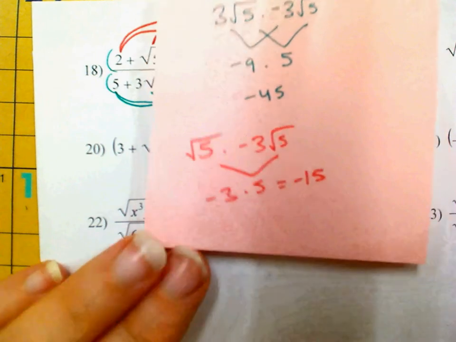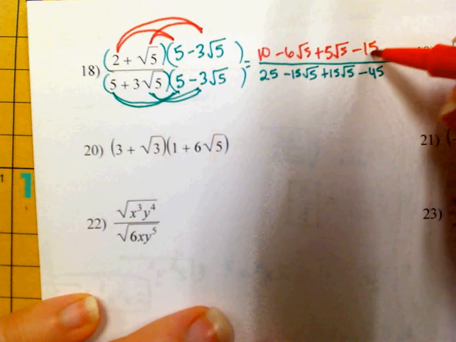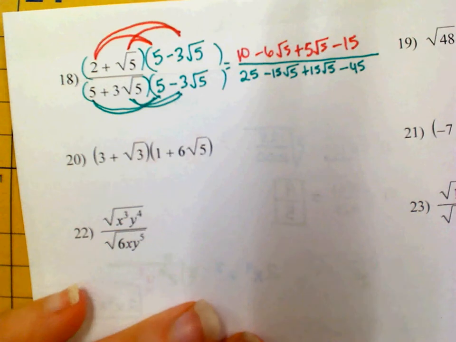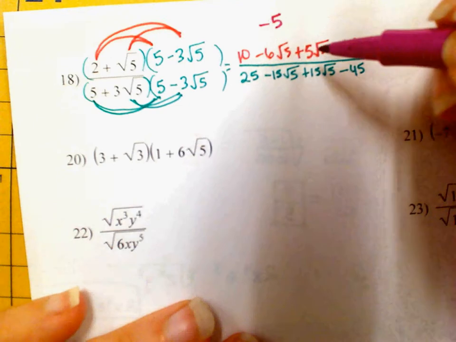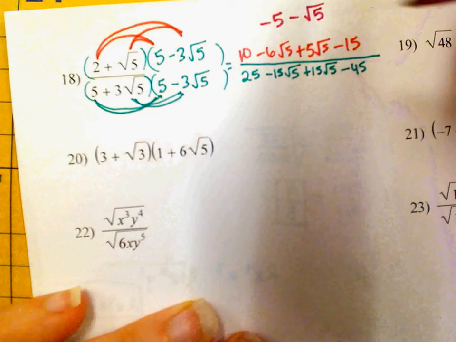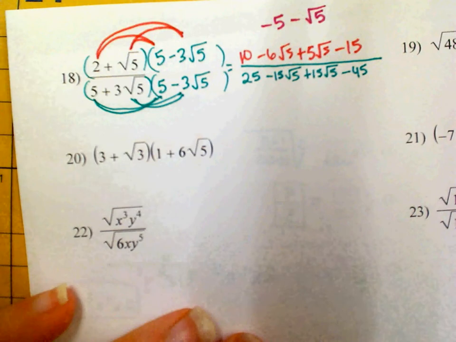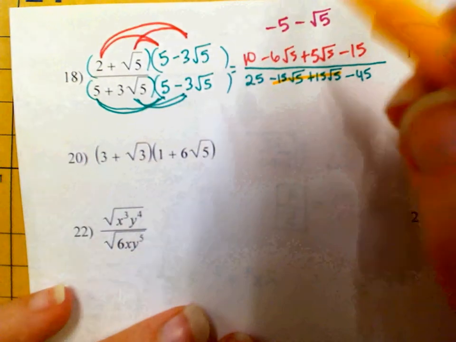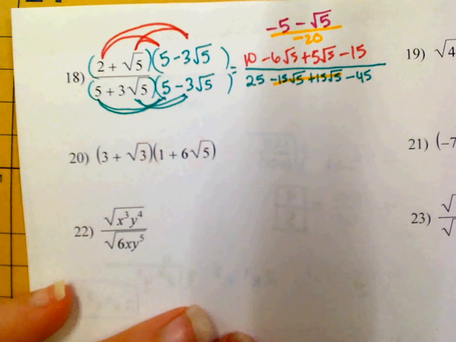So I'm going to rewrite the numerator and denominator. 10 minus 15 is negative 5. So my numerator is negative 5, and then negative 6 square roots of 5 plus 5 square roots of 5 is negative 1 square roots of 5, or just negative square root of 5. And my denominator, the middle two terms cancel out. And I'm just up to 25 minus 45, that is negative 20. But what we can't have is a negative in the denominator. So basically just divide every term by a negative. And I'm left with 5 plus the square root of 5 divided by 20.